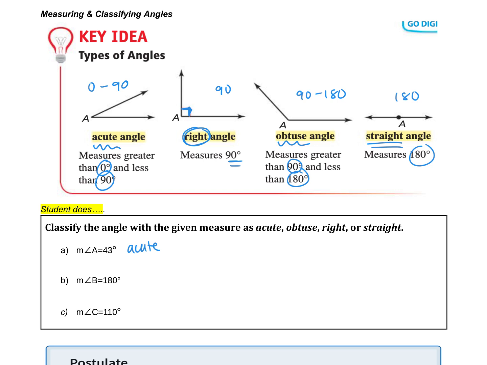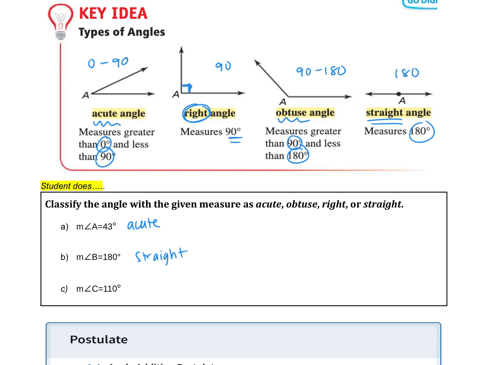Maddie, 180 degrees, what kind of angle is that? Straight, great, thank you. And then Kaylin, angle C is 110 degrees, what kind is that? Obtuse. Okay, are we okay if I just keep rolling right along?